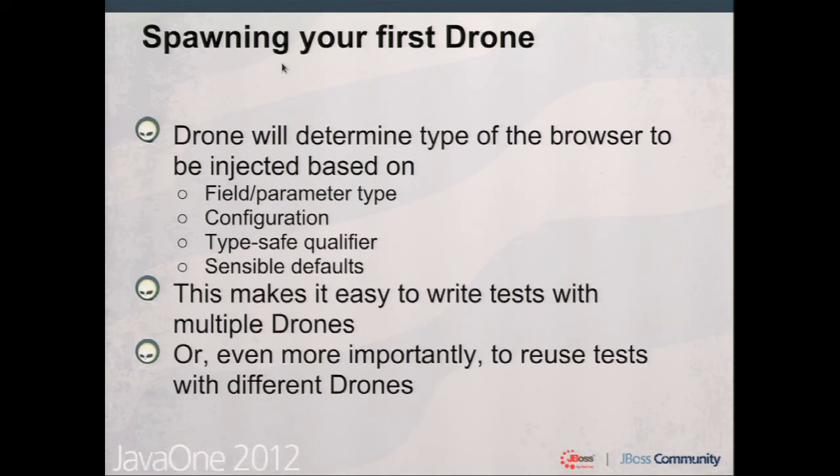So how does drone actually work internally? Drone has to determine what browser you want to test. Basically, it will use some heuristics to figure out what you actually want to inject, based on a WebDriver type, based on the configuration, and you can use a qualifier as well. The point here is that you keep a change in a single place. However, we want to give you flexibility to, for instance, run both Firefox and Chromium in a single test. So you can have multiple drones.